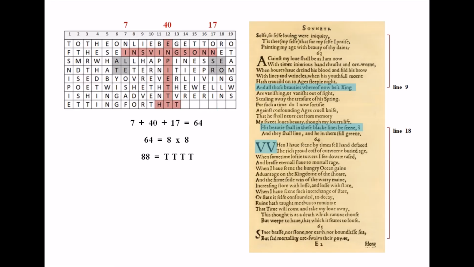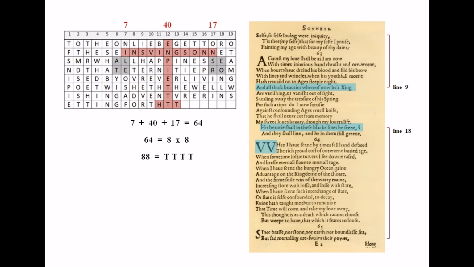I'm not so sure, because if you add these numbers, 7 plus 40 plus 17, they total 64. 64 is 8 times 8, and 88 equals 4 t's using the repeated count. If you turn to Sonnet 64, it begins with a double V and has other bits of coded information covered in a previous video. But also, it's on the page with the 9th line of verse reading, "And all those beauties whereof now he's king." Again, Wriothesley would have been Henry the Ninth.